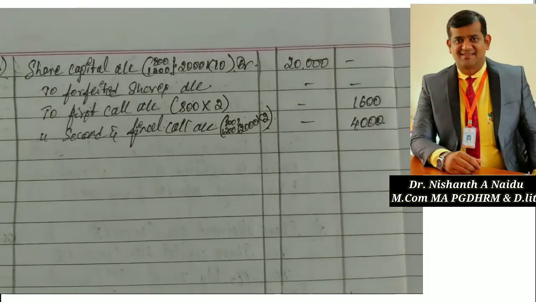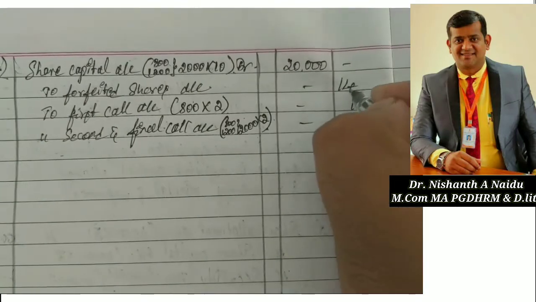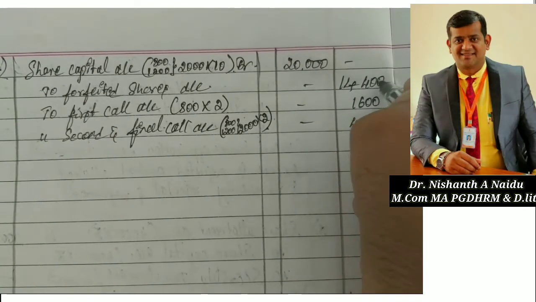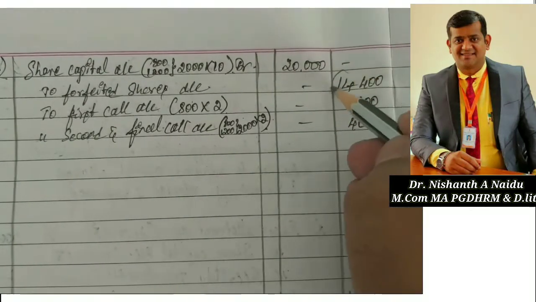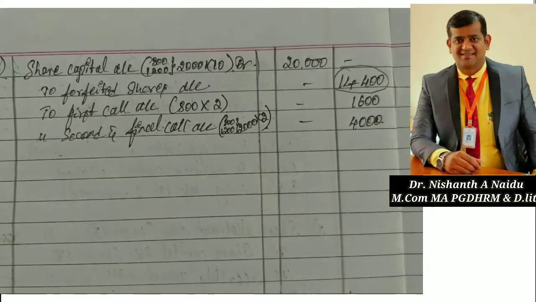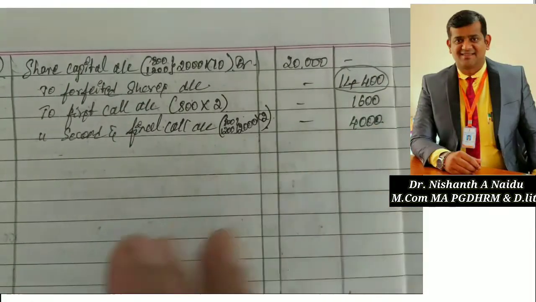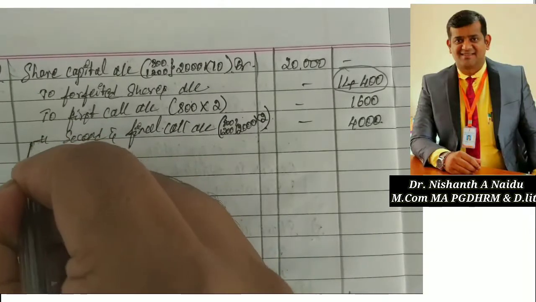So now deduct from 20,000. They did not pay 1,600 on first call. They did not pay 4,000 rupees on second and final call. So they have paid 14,400 rupees. So encircle this and keep it ready for further calculation. Okay. So now we are done with the forfeiture entry.